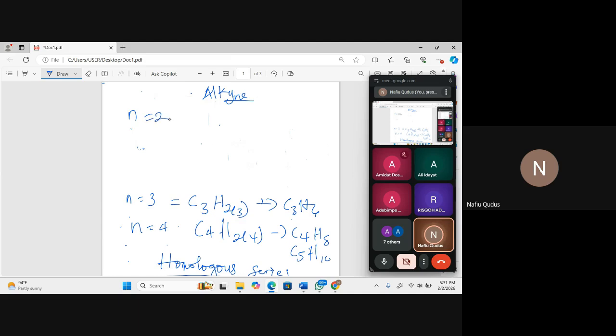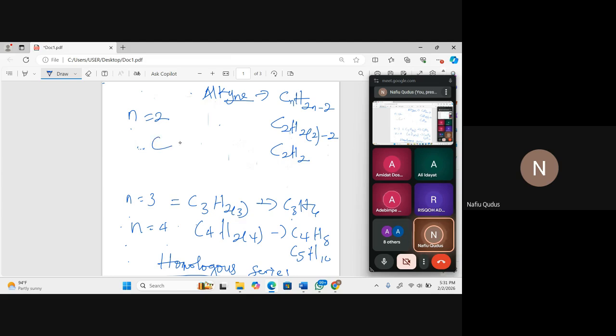The general formula for alkyne is CnH2n minus 2. This is the general formula for alkyne. When n equals 2, you have C2H(2 times 2 minus 2). 2 times 2 is 4, 4 minus 2 is 2. We have C2H2.